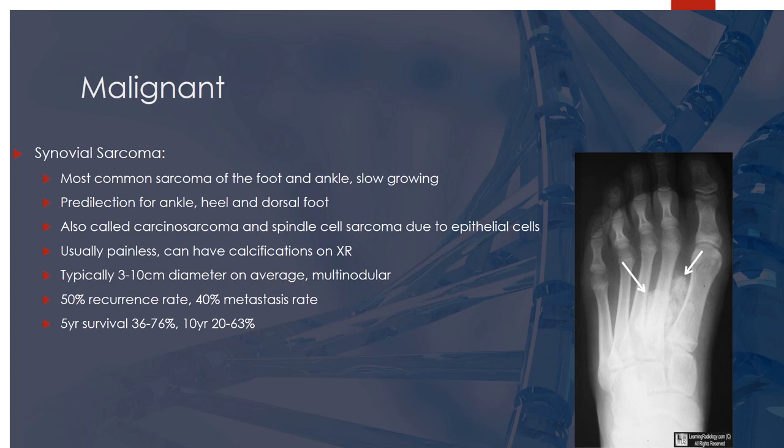So malignant soft tissue lesions of the foot and the ankle, most common one we're going to find is synovial sarcoma. These tend to be rather slower growing. We get a plain film we can see on the side here. Oftentimes that'll show up as far as increased radiodensity around the lesion itself. These are more seen as a predilection more in the rear foot, along the ankle, the heel, dorsal of the foot. Not to get confusing with terminology, but they can also be called carcinosarcomas due to the epithelial cells located within them. Oftentimes they can be painless.